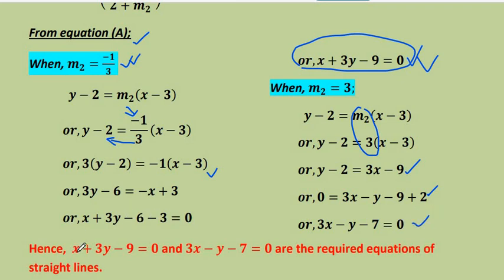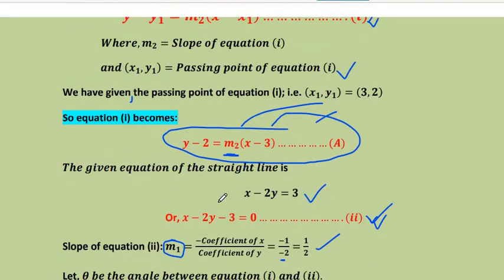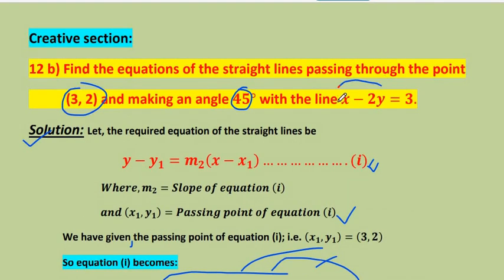So hence I found the two equations, x plus 3y minus 9 equals 0 and 3x minus y minus 7 equals 0. These are the required equations of a straight line which makes an angle of 45 degrees to the given equation x minus 2y equals 3.